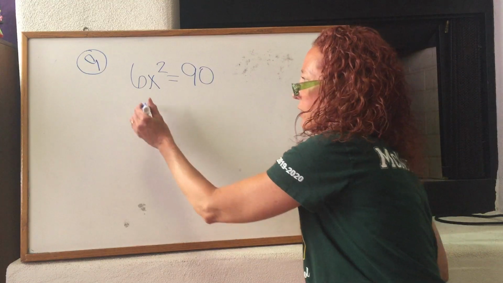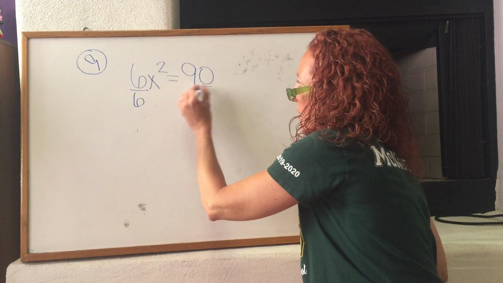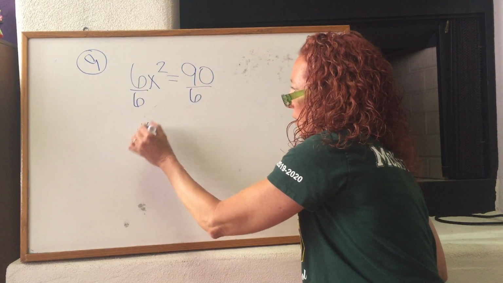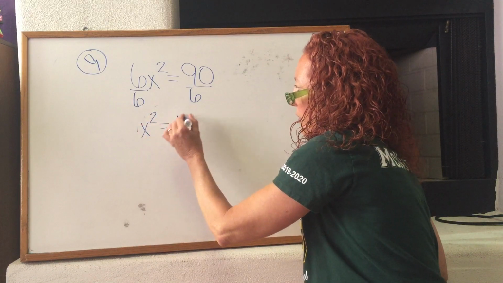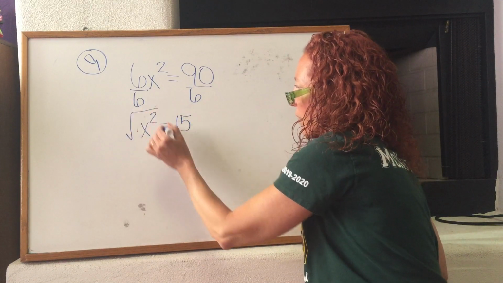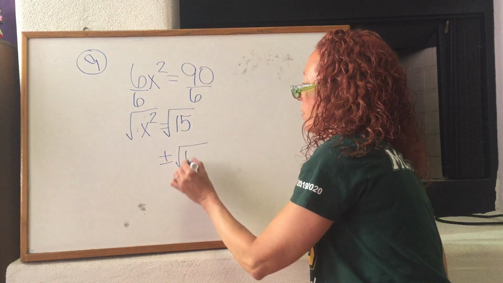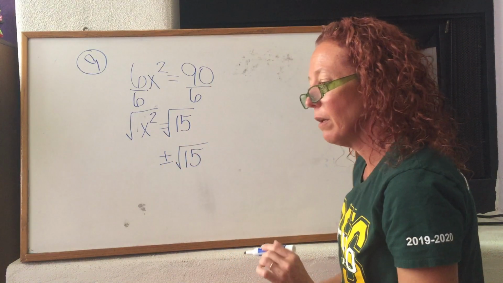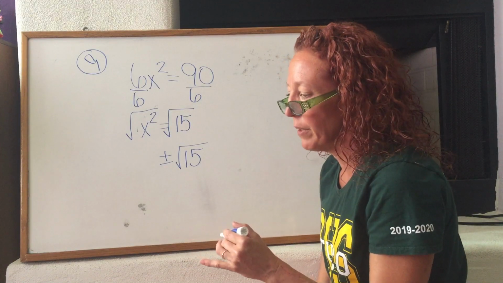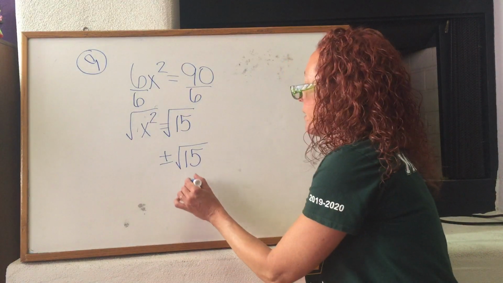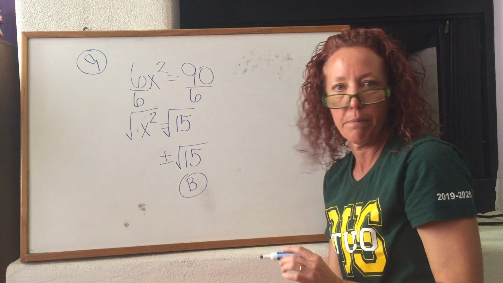You want to get that squared term by itself. So let's go ahead and divide by 6. So we get x squared equals 15. And now we're free to take the square root of each side. So we have plus or minus radical 15, which makes, now they wrote it out on the answer choices, but the answer is B.